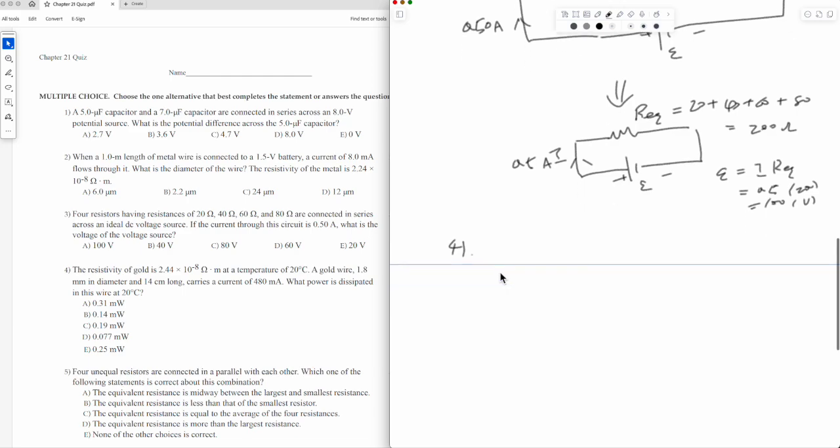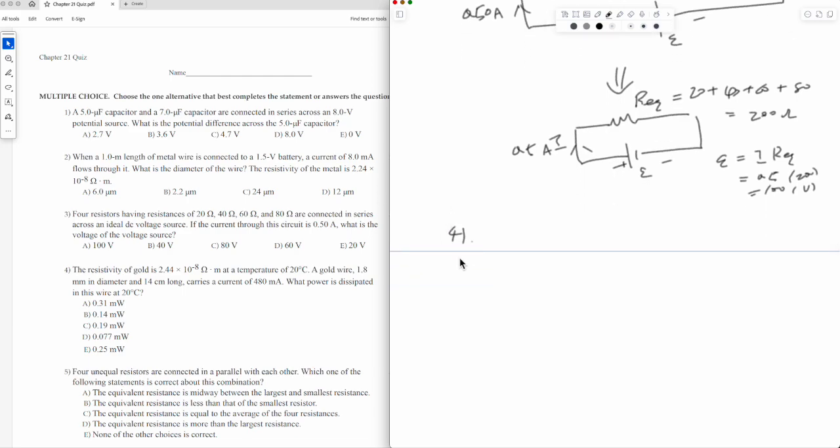The resistivity of gold equals 2.44 times 10 to the power of negative 8 ohm meter, at a temperature of 20 degrees, so T equals 20 degrees. A gold wire 1.8 millimeter, so D equals 1.8 millimeter, which equals 1.8 times 10 to the negative 3 meter. You have to convert to meter.